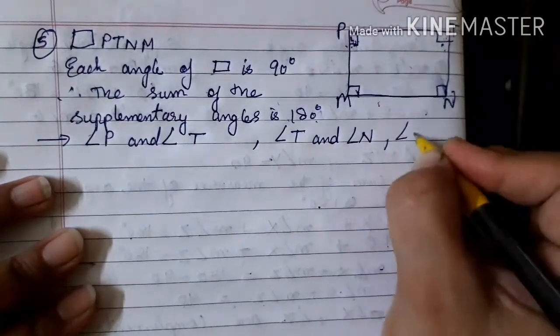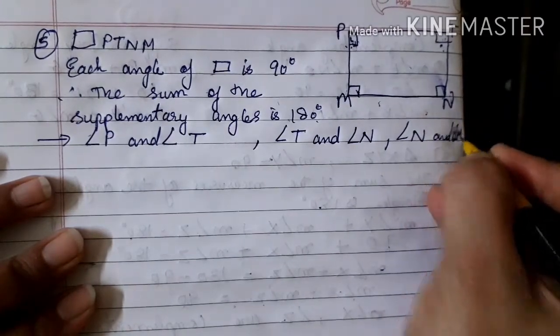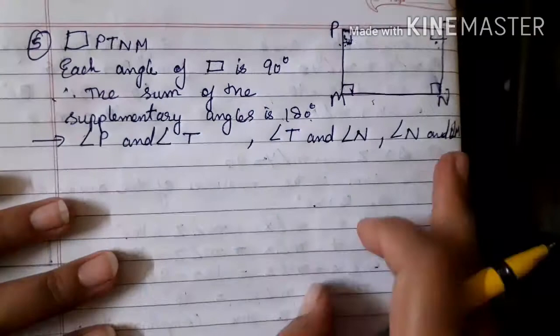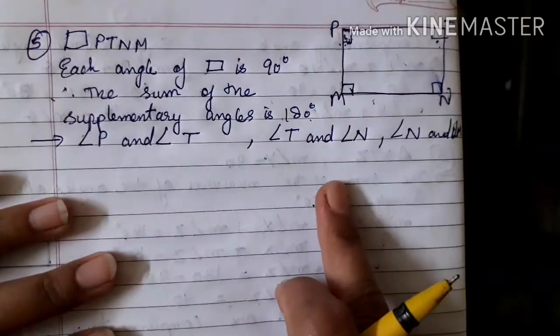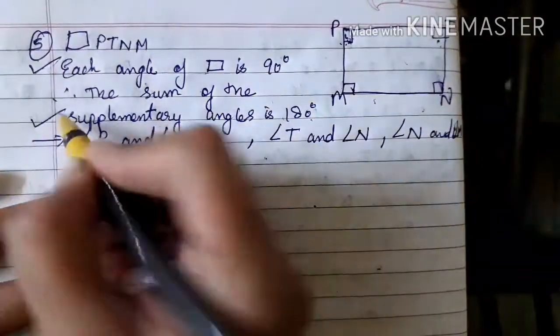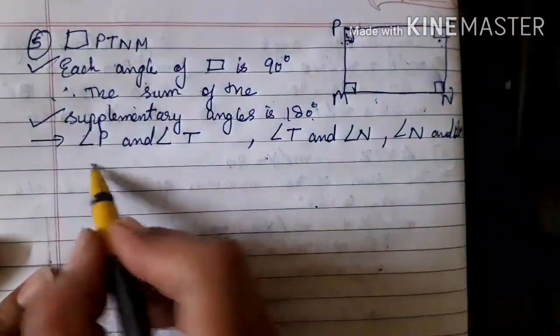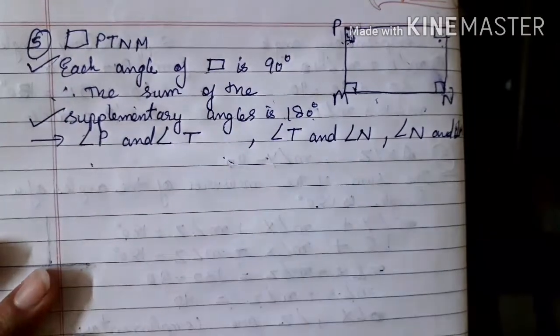Then the third pair is angle N and angle M. Got it? In this way you all have to find 2 to 3 more pairs. This is necessary, without this your answer is not going to be complete. So more pairs are there, you all can find them on your own.